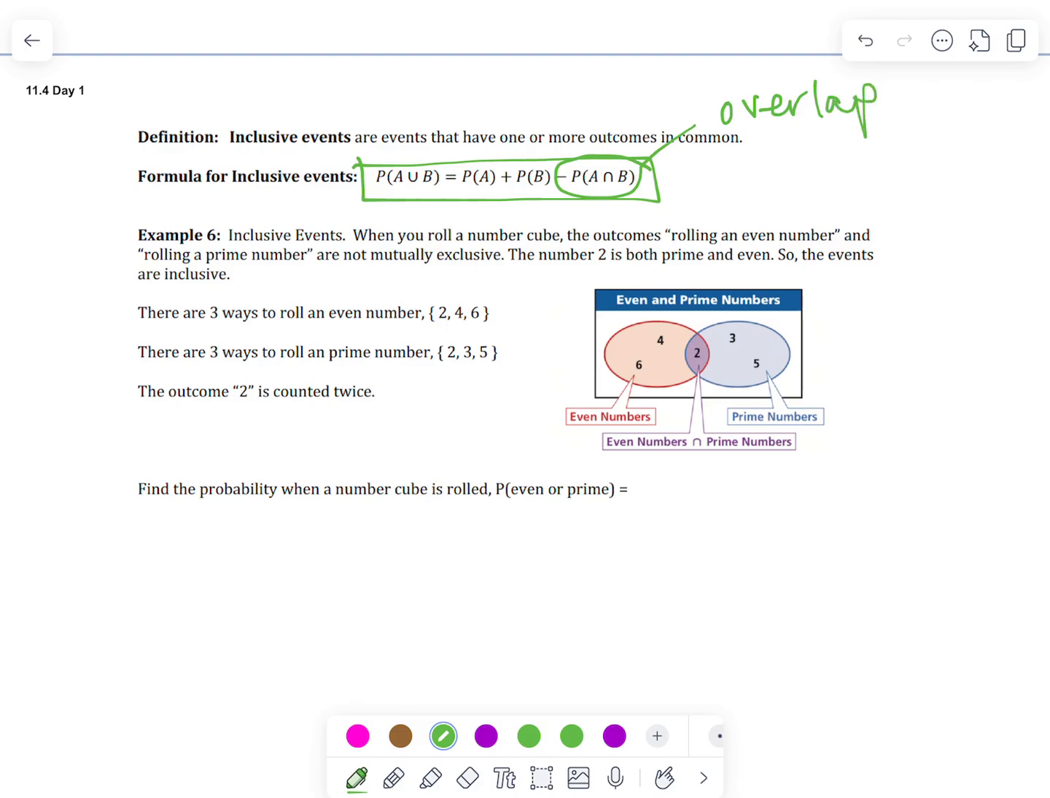Example 6, inclusive events. When rolling a number cube, the outcome of rolling an even and rolling a prime number are not mutually exclusive. And the reason why is the number 2 is in both of them. So this first event are all the even choices, so 2, 4, and 6. And then the second circle are our prime numbers, 2, 3, and 5. And notice the overlap of the number 2 is in both.